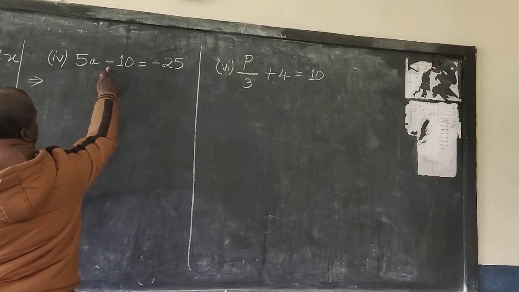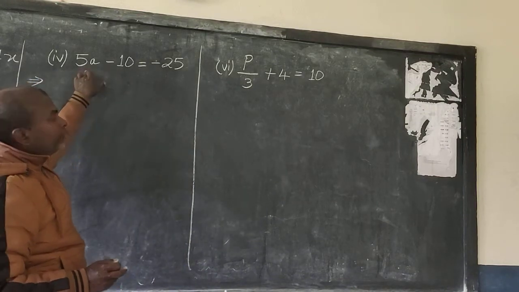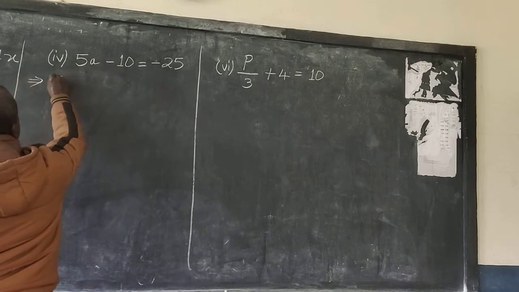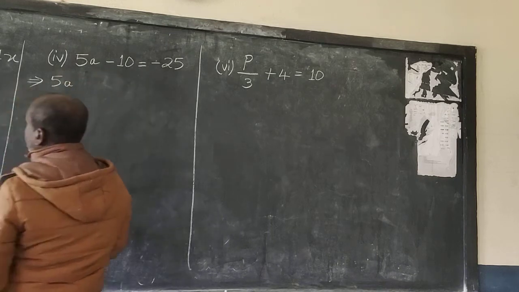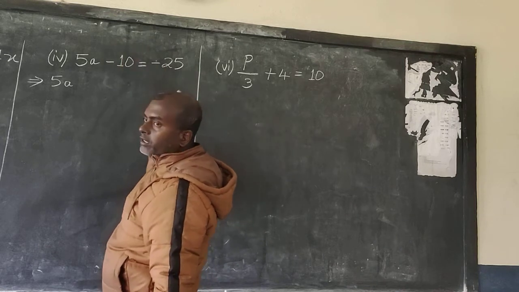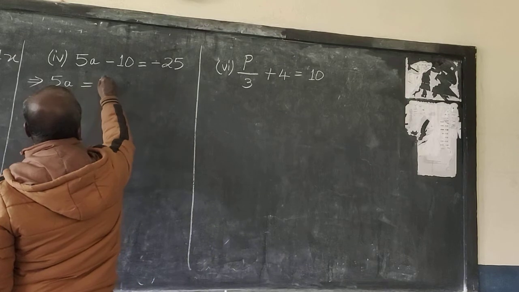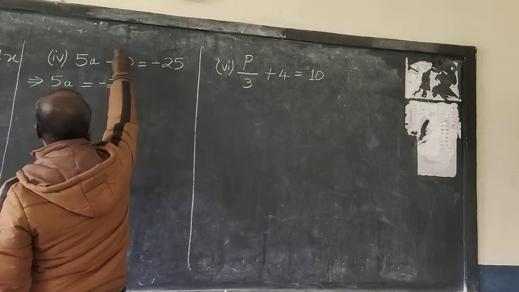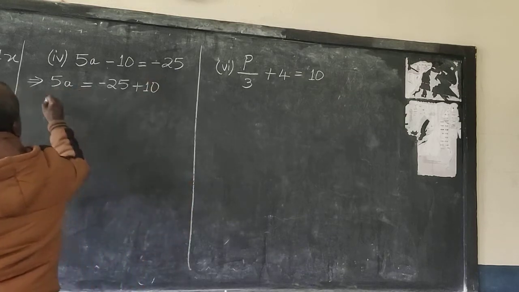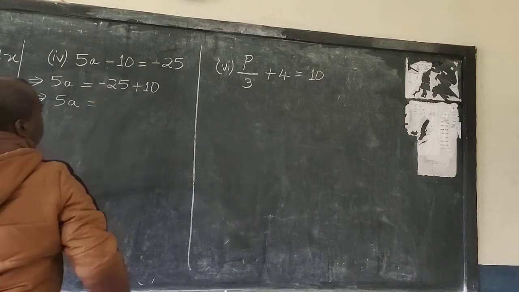Alright, as I had said, we start the operation with the constant number which is further away from the variable. So minus 10. We will start with minus 10. To remove minus 10 from the left hand side by using the shifting method, minus 10 crosses and goes on the other side and becomes plus 10. So you have already minus 25. Minus 10 will go on the other side and become plus 10. So let's solve. What do we get now? Y equals minus 25 plus 10.